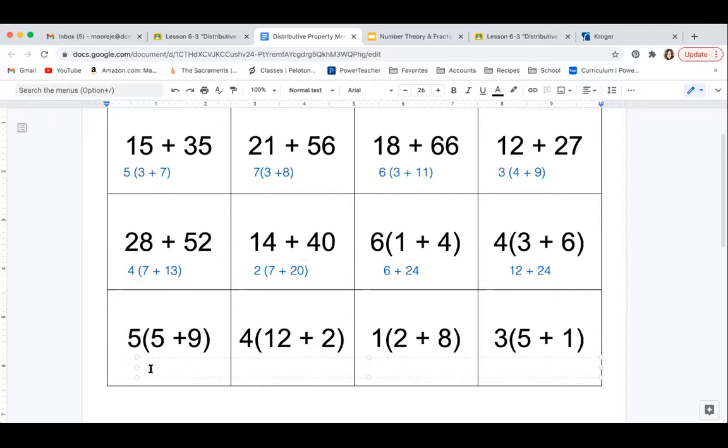This first expression, pass out the 5, would be 25 plus 45. The second expression, 48 plus 8. The third one, 2 plus 8. And then the last one, 15 plus 3.